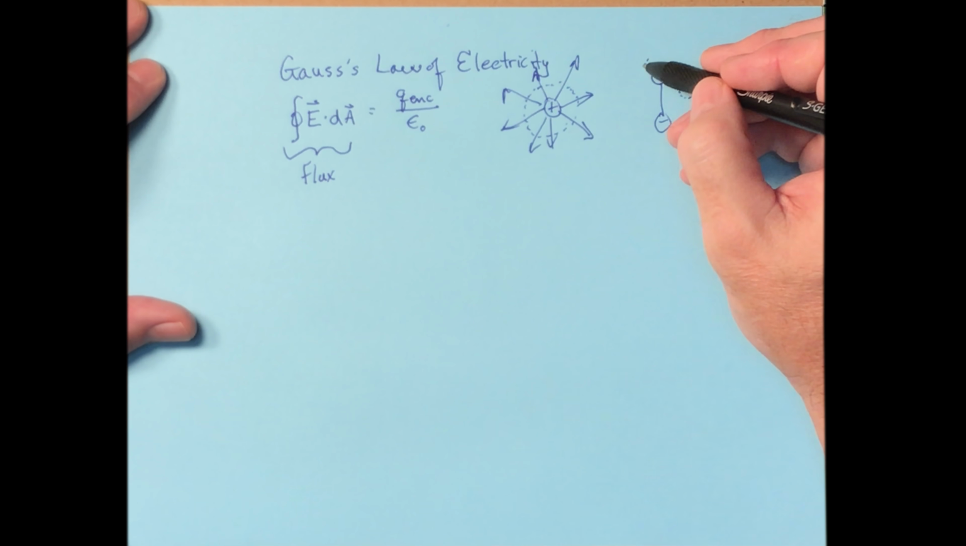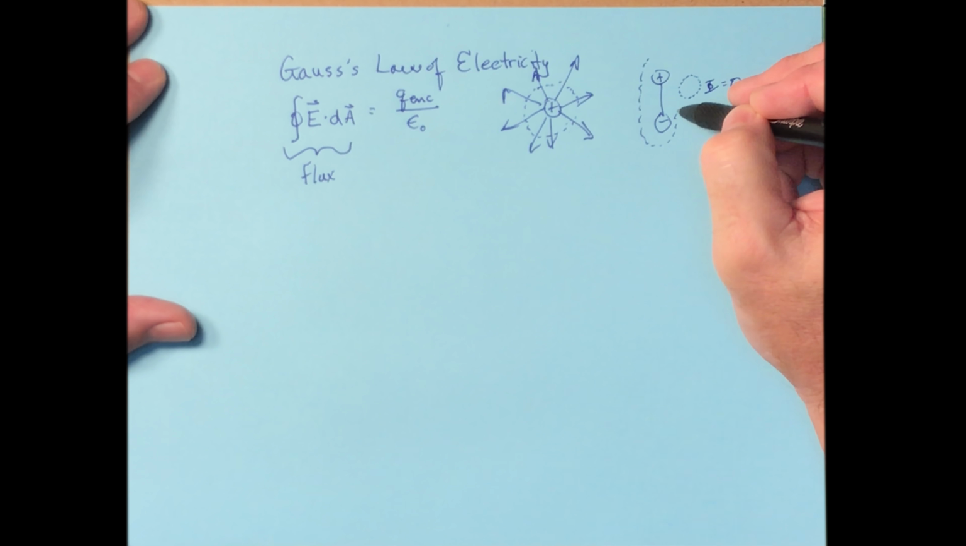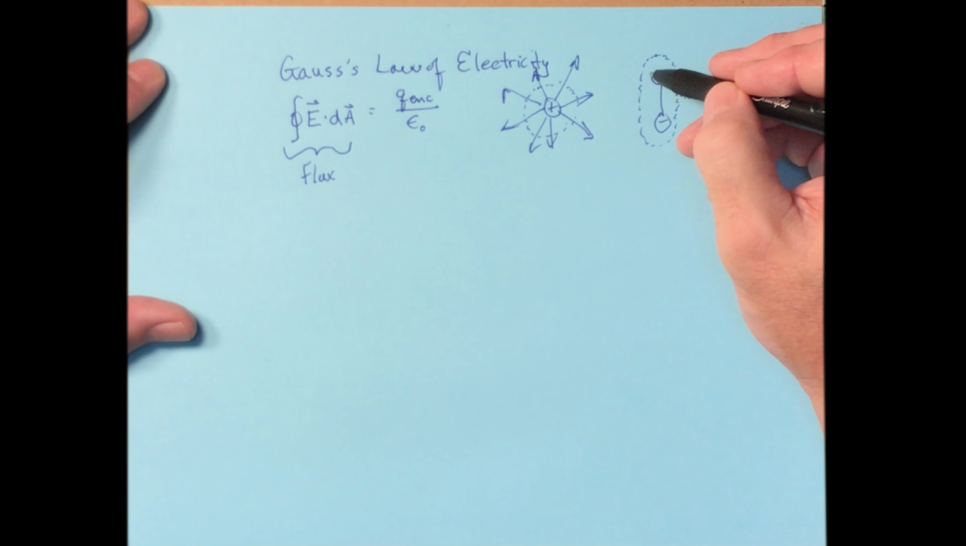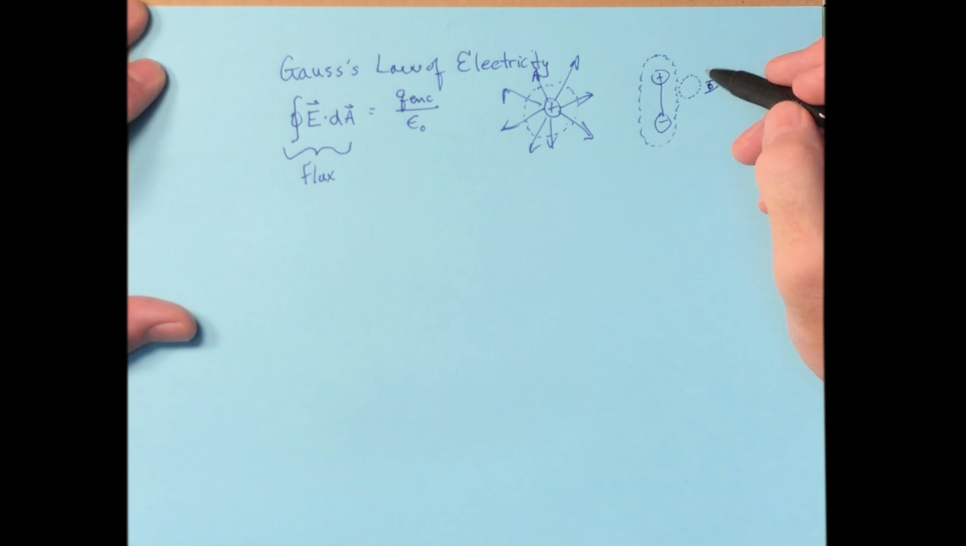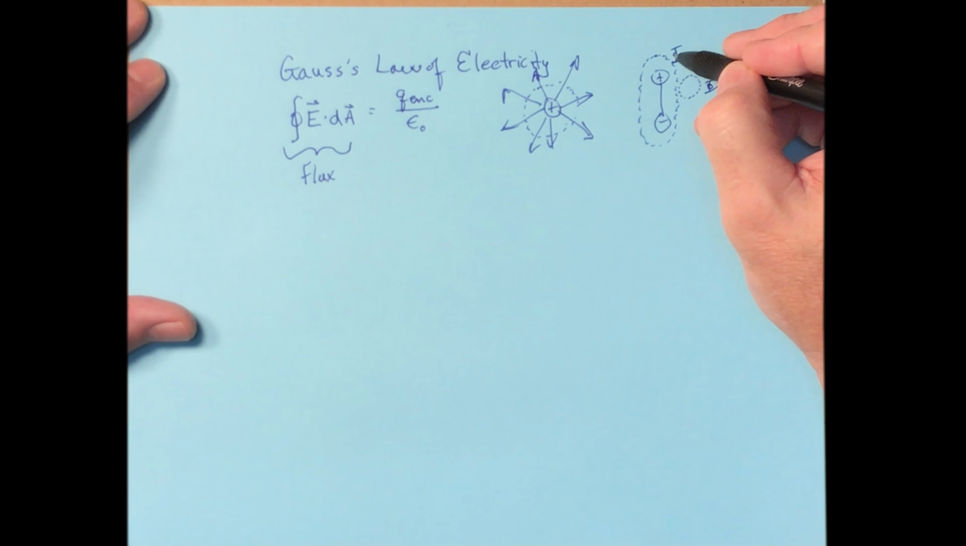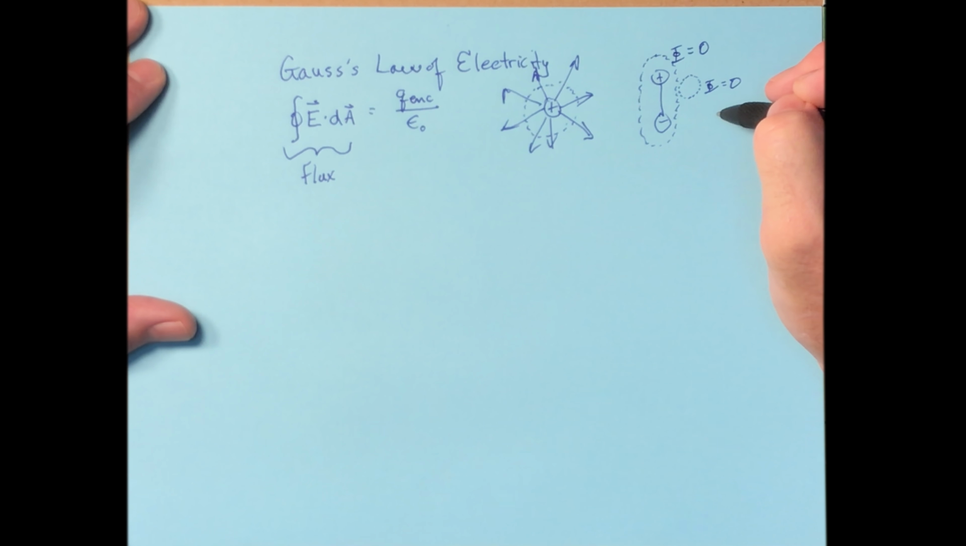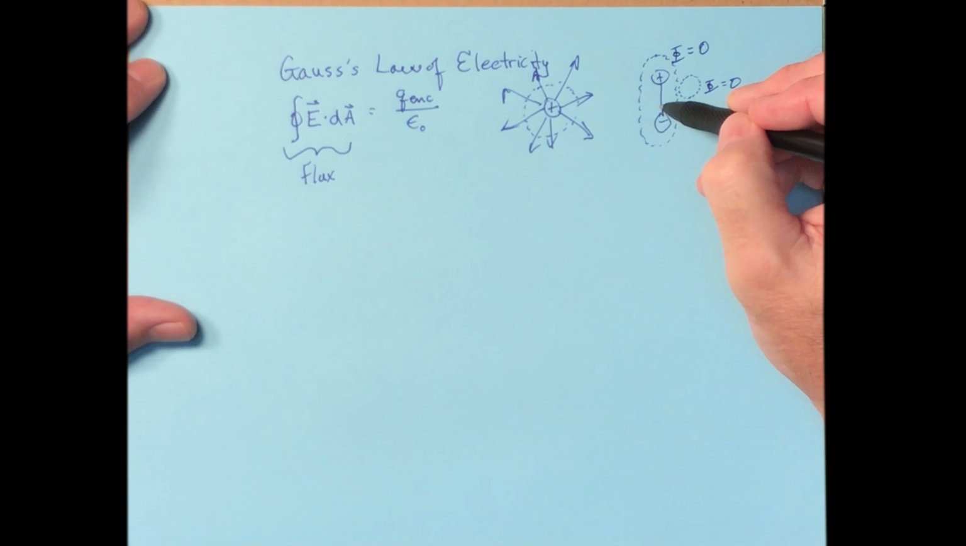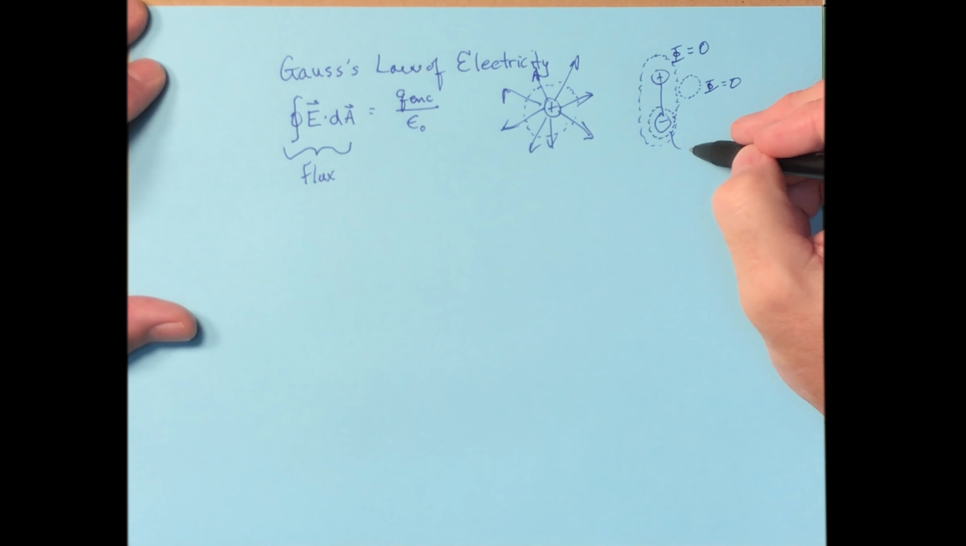If I did this as well, my Gaussian surface is now enclosing both the positive and negative charges. You know that the flux in that case is also 0. But if I have my Gaussian surface enclosing just one single charge, then in that case, the flux is not 0. All right? Hopefully that's review.